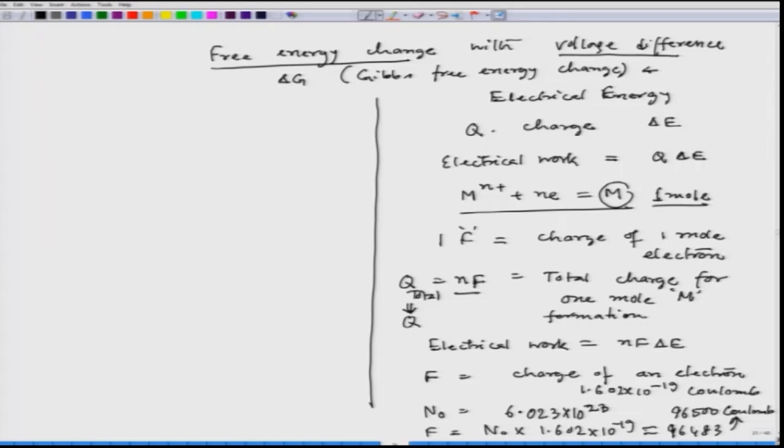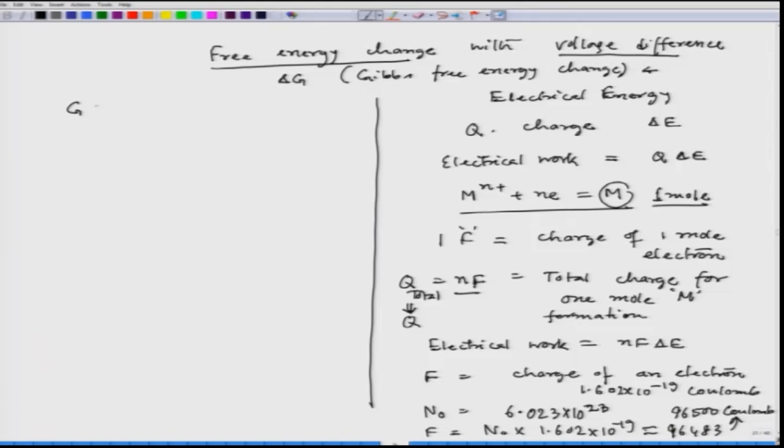So, this is the value of 1 Faraday. Now, let us look at the other side. So, this is the amount of electrical work that would be available from a galvanic cell, because in the galvanic cell we have chemical reactions which lead to a potential difference which will be useful for electrical work. Now, on the other side, if we consider G in relation with H minus TS, this is a famous relation, and then we can write it as U plus PV minus TS.